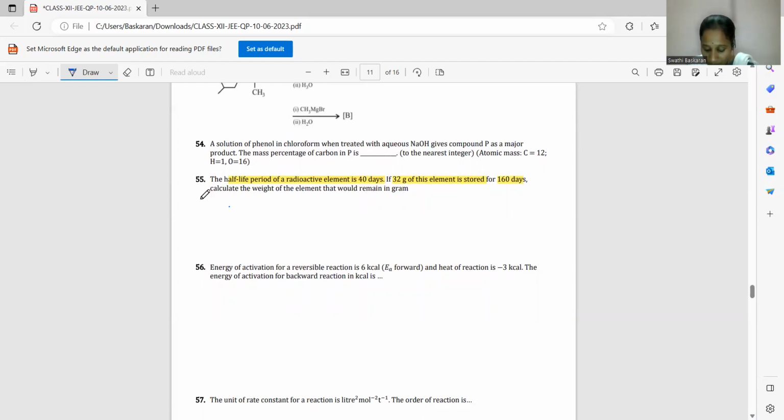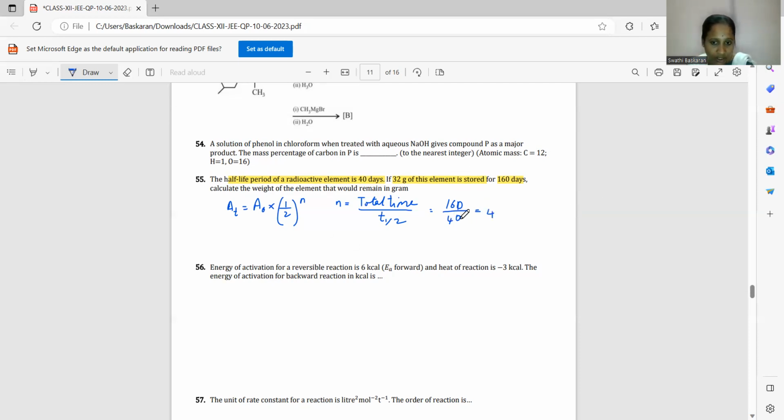The formula is AT is equal to A naught into 1 by 2 raised to the power n. We know what n is. n is equal to total time divided by t half. So what is the total time that has been given? 160 days. 160 days divided by 40, which is equal to how much? 4.